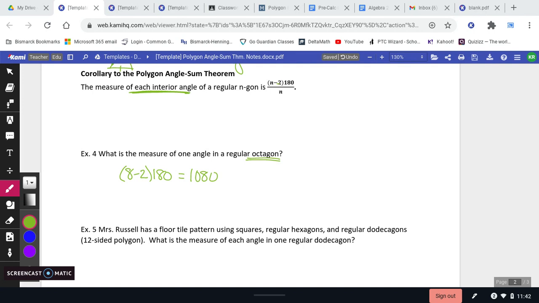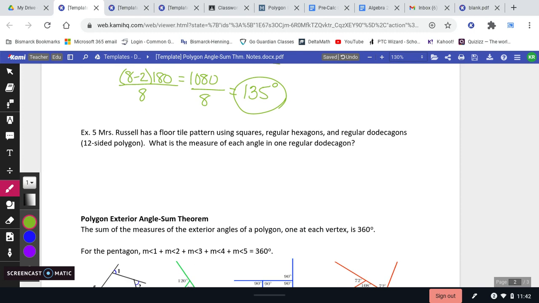We don't want all the angles. So that's why I'm going to divide by n. And in this case, our n is 8 because we've got 8 sides. So if I divide that by 8, you get 135 degrees. Okay, so 135 degrees for each of those angles. So when you look at a stop sign, all those angles, 135 degrees.